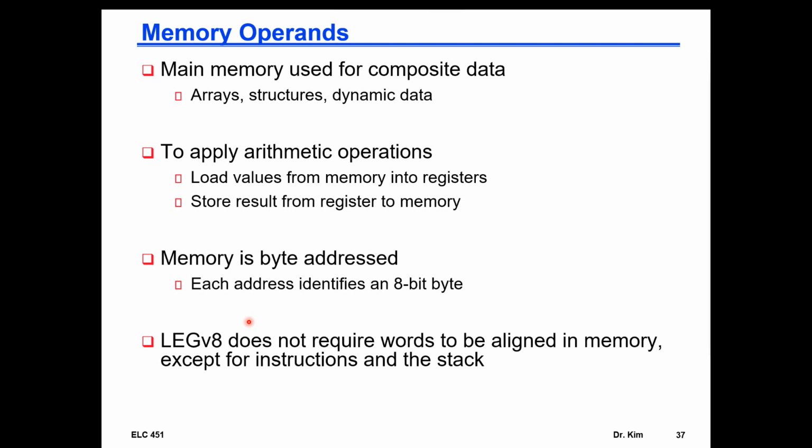What we're saying is that the words don't have to be aligned. Let's say that you stored just a byte at byte address 0, and now you wanted to store a word, you could store those eight bytes starting at byte 1. You don't have to basically store it at byte 8 and waste 7 bytes of space. That's a very efficient way of doing it. Okay?